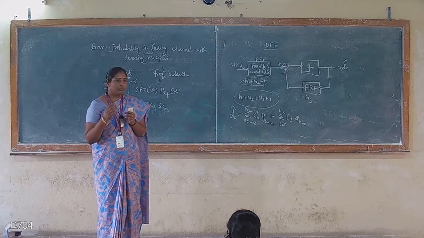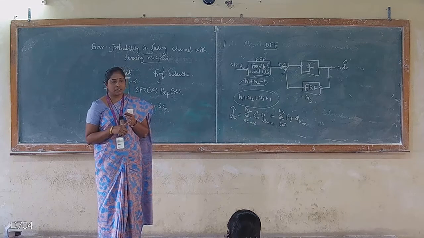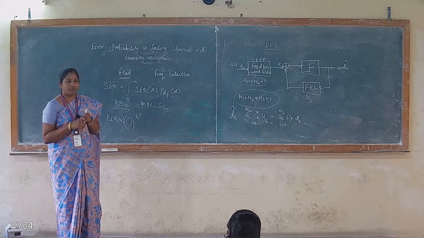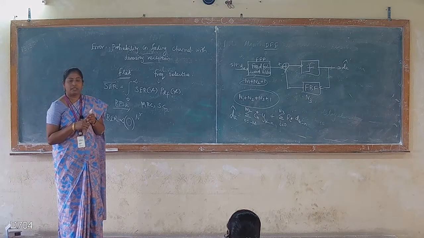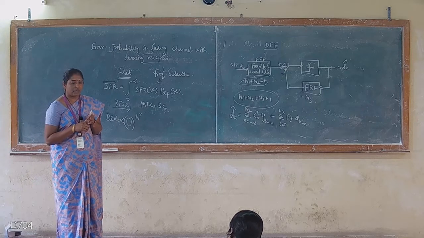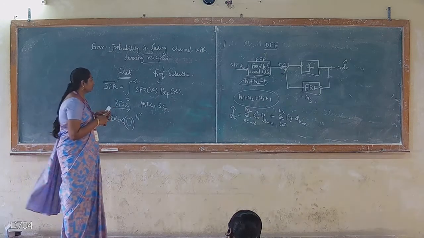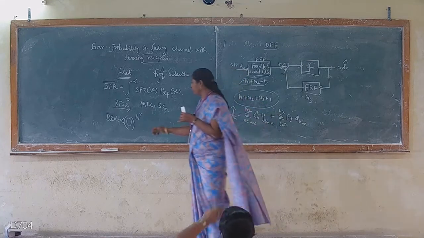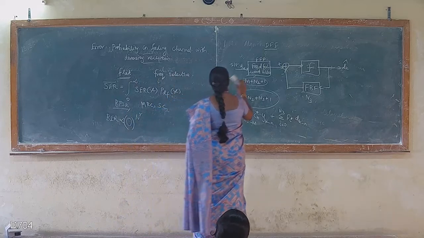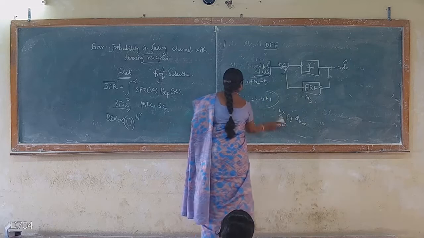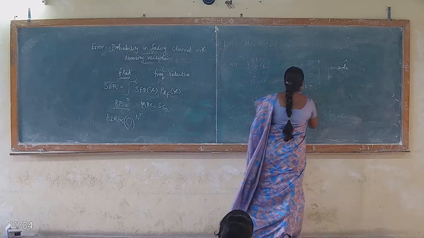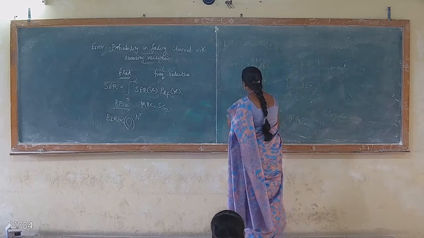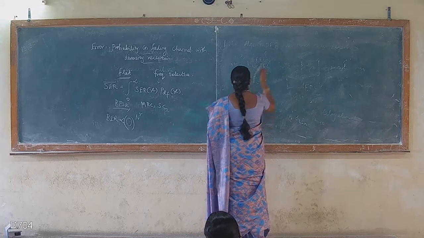Clear? So equalizers: linear, already we have discussed in the class, then non-linear equalizer, then adaptive equalizer, then algorithms. What are the equalizer algorithms? LMS and zero forcing algorithms. Then error probability in fading channel with diversity reception. Then the first half also we will discuss, that is diversity. There are two subdivisions in unit 4: one is the equalizer and another one is the diversity. So we will quickly go through the first half, that is diversity.